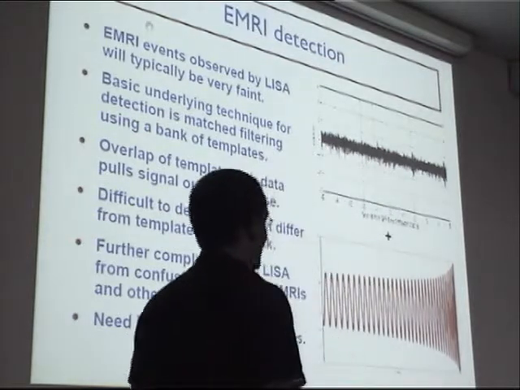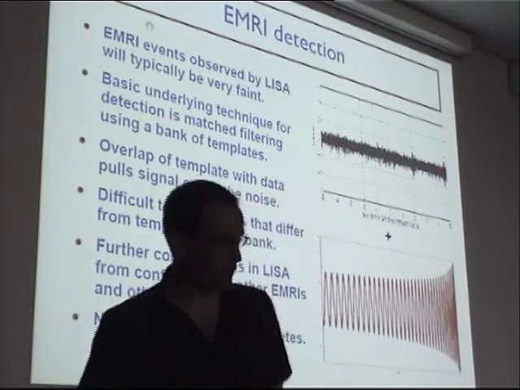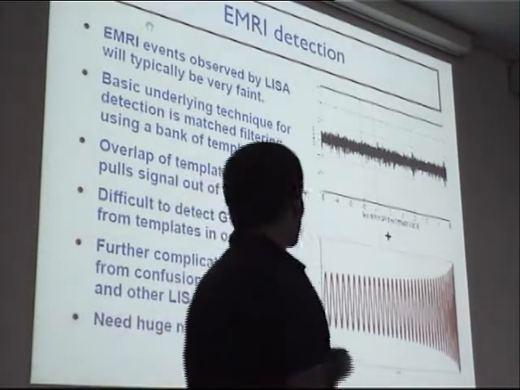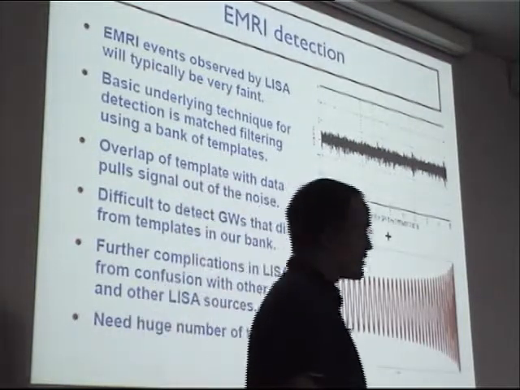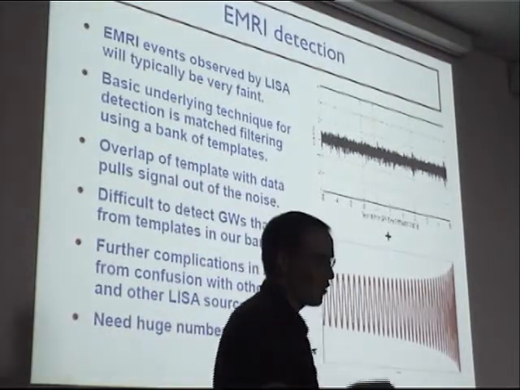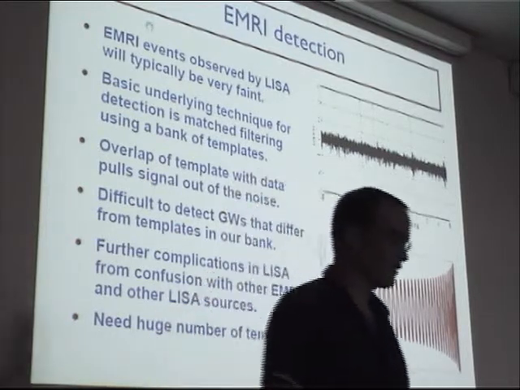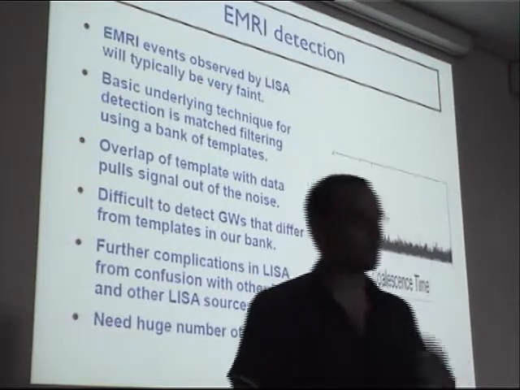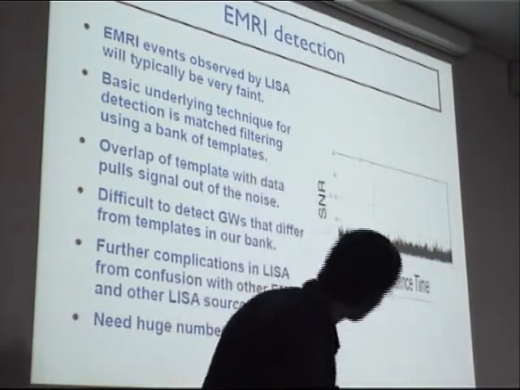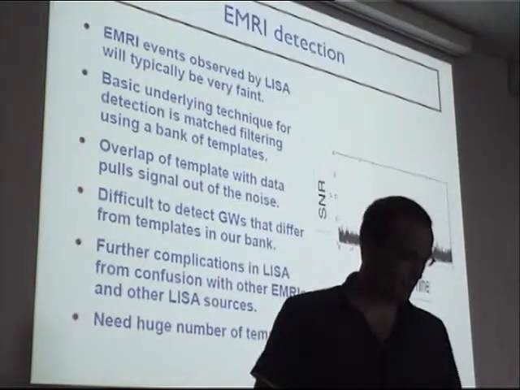Our best methods for detecting EMRIs at the moment are based on matched filtering. Events are typically very faint, a factor of 10 below the noise, so what we need to do is compute the overlap of this noisy data with a template that models what's in the data stream, and if we happen to get it right, then we can pull out the waveform parameters.